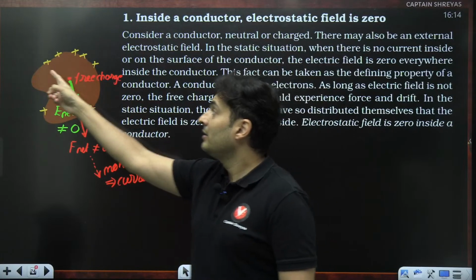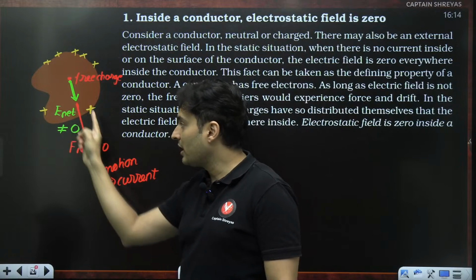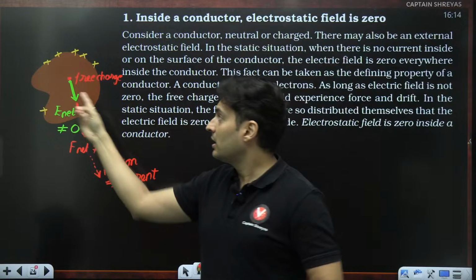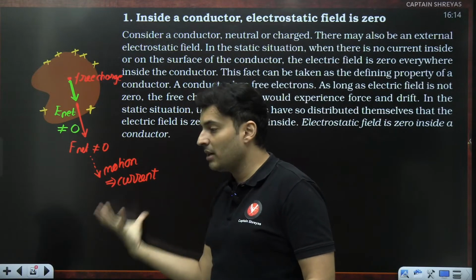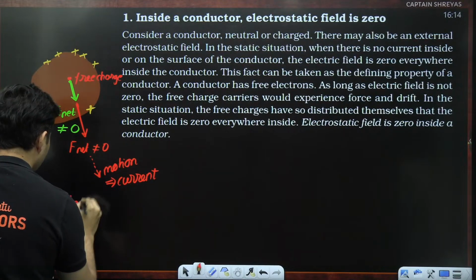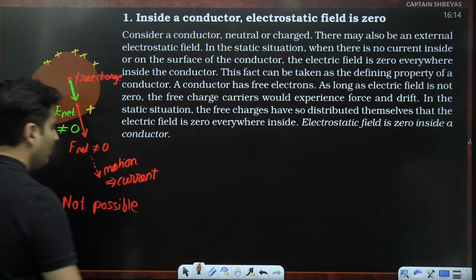So this distribution of charges was creating a field, which was creating a force, which moved those charges which are free inside this conductor, which made up the current. This is basically not possible at all.